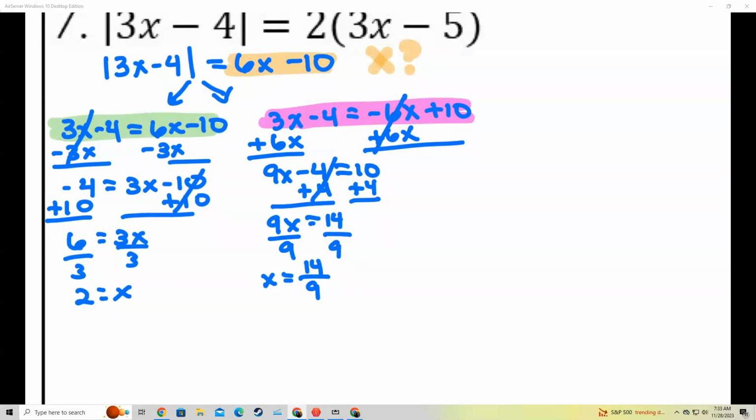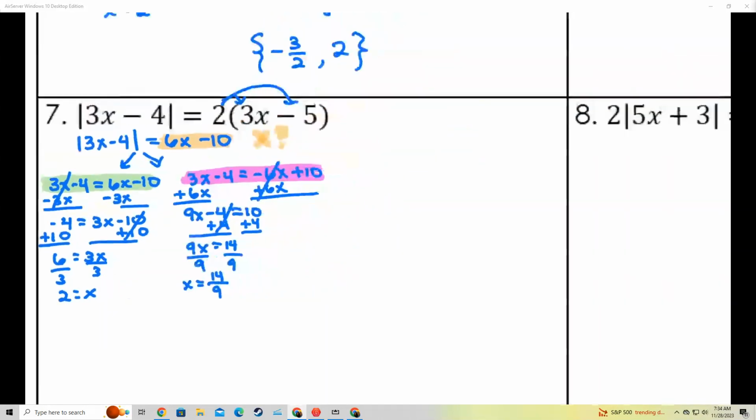All right, so I have that going. And let's see. The next thing we're going to do is check our answers and make sure that they work. So right now, I think x equals 2 might work, and I think that 14 over 9 might work, but I'm not exactly sure. So I'm going to check each one of those answers. You need to check when you're doing the x version of it.